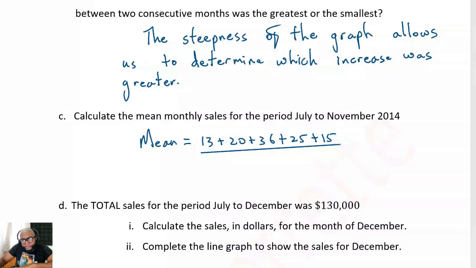5. Right, and when we work this out, what are we getting here, guys? What's my mean? I hear about 10 different answers there. It's 109 divided by 5, which will give me what? 21.8.